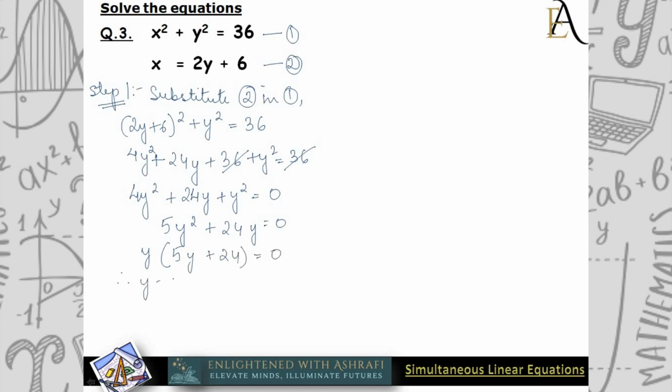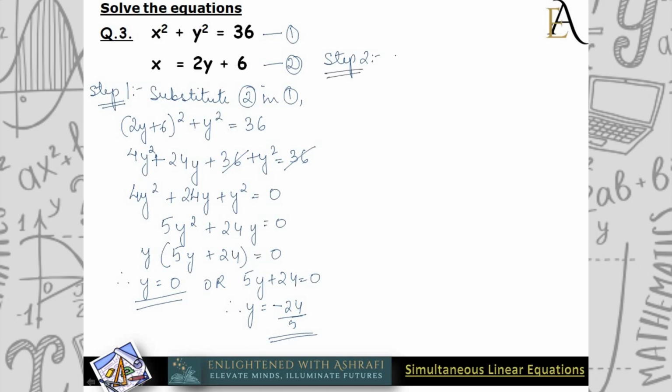Therefore, either y is equals to 0 or 5y plus 24 is equals to 0. Therefore, y is equals to minus 24 upon 5. So here we got two values of y. We'll use these two values. Step 2. So let's substitute.